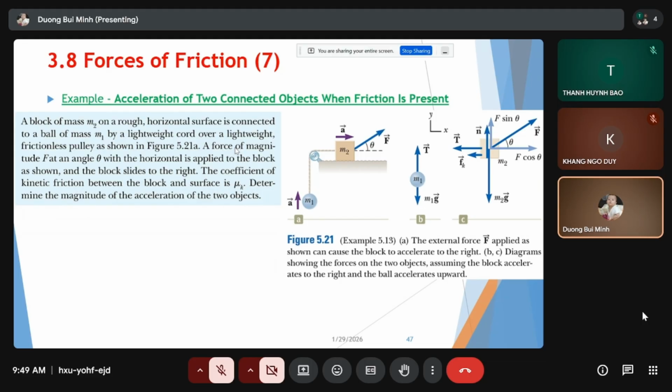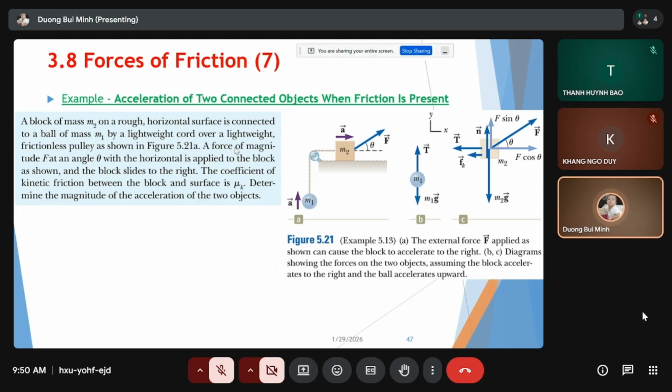Why do we consider mu k? Because the object is moving. Of course, we assume we have no air friction force. If we have no air friction force, we skip this one. For friction, we consider this one. And of course, this system is moving, so we only consider mu k.